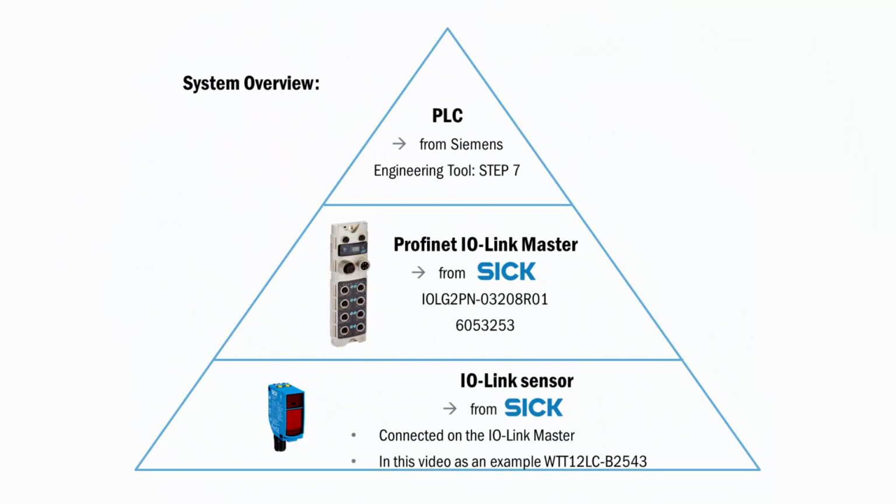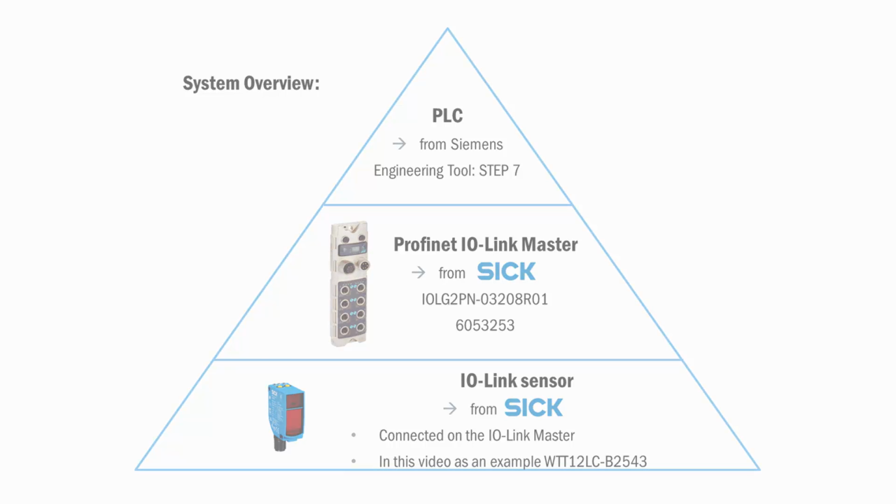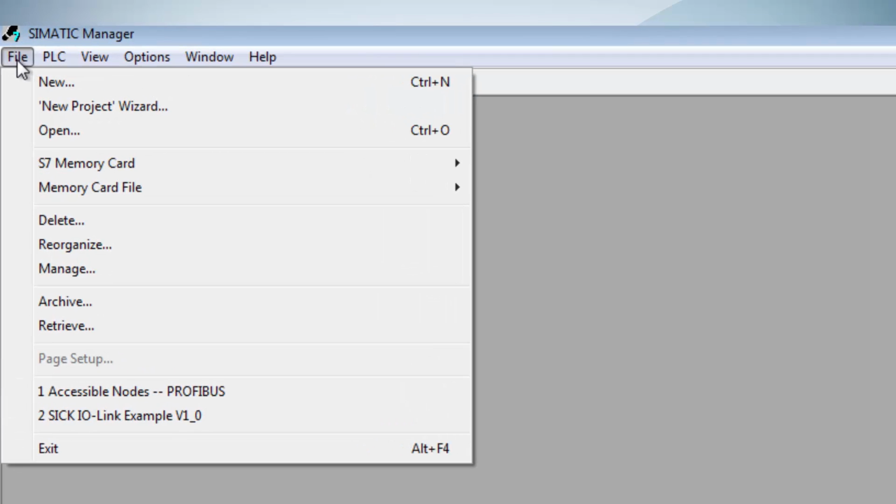Welcome to this tutorial. Within the next minutes, we will show how to implement the Profinet IO-Link Master from SICK into a Siemens S300 PLC environment using the engineering tool Step 7. First of all, the Step 7 software is started and a new project is generated by clicking on File, New.